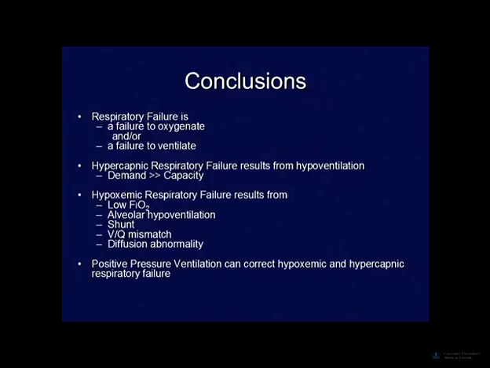Okay. So in conclusion, respiratory failure is a failure to oxygenate and/or a failure to ventilate. They can occur in isolation or simultaneously, very often simultaneously. Hypercapnic respiratory failure results from hypoventilation, where the demand exceeds your capacity. Hypoxemic respiratory failure results from, remember, those 5 situations of hypoxemia, 2 of which have normal AA gradients, low FiO2 and alveolar hypoventilation, and 3 of which lead to an abnormal AA gradient: shunt, VQ mismatch, and diffusion abnormalities. And positive pressure ventilation can correct hypoxemic and hypercapnic respiratory failure.